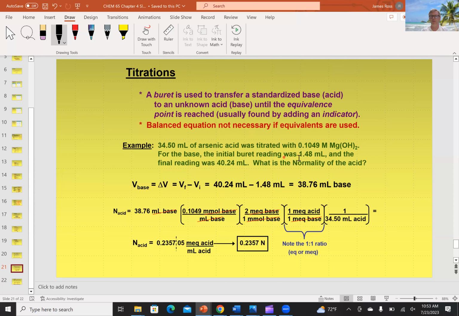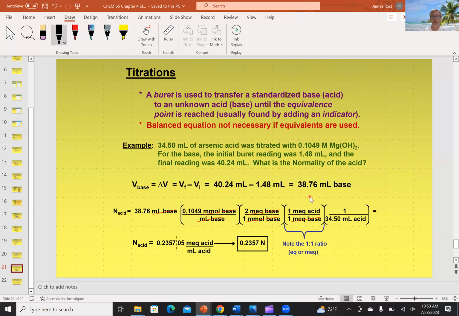The initial burette reading of base was 1.48 milliliters, and the final reading was 40.24 milliliters. What's the normality of the acid? Okay, well, we can look at the total volume of base titrated. The total volume of base titrated is the final volume of the base minus the initial, which is 40.24 milliliters minus the initial value of 1.48, which gives us 38.76 milliliters of base.